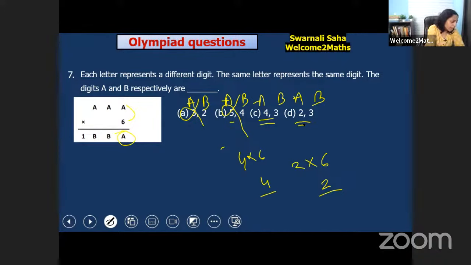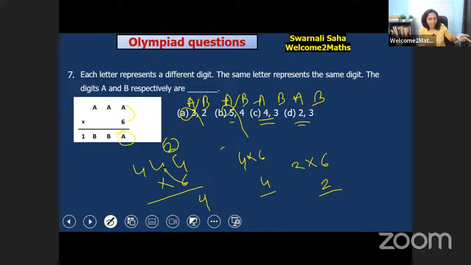Whenever we multiply 6 by 4, we get 24. So let's write 4 here and 2 becomes the carry. Whenever we multiply 6 by 4 again, we get 24, but we have to add the carry: 24 plus 2 is 26. So let's write 6 here.